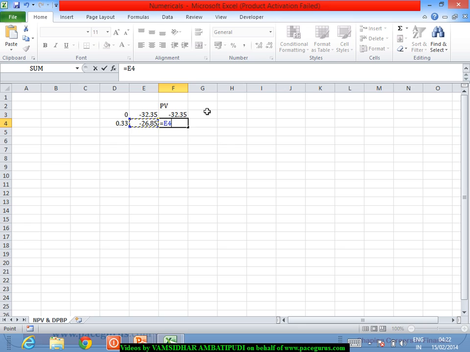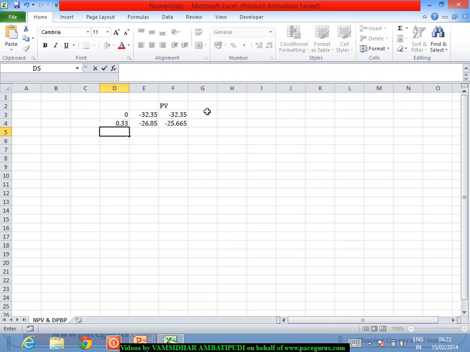So V power 1 by 3 is nothing but 1 by 1 plus I to the power 1 by 3. I is 14.5%. 1 by 1 plus I to the power 1 by 3. Okay, so this is coming out to minus 25.665.